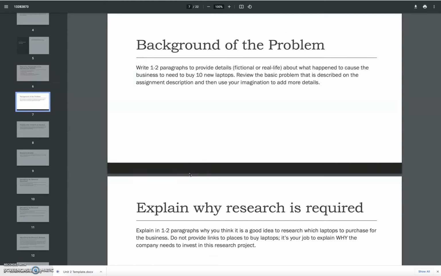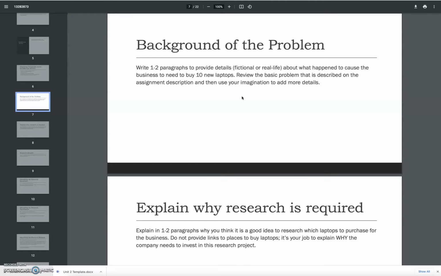Next is the background of the problem. You're going to write 1 or 2 paragraphs to provide some details. You can use a fictional business or a real life business. For example, if you currently work at the university and your department wants to hire 10 new people, and those people will need laptops, you can write about that as a real life situation. If you currently don't work at a place that uses computers, then you'll need to make it up and use a combination of your common sense and your creativity.